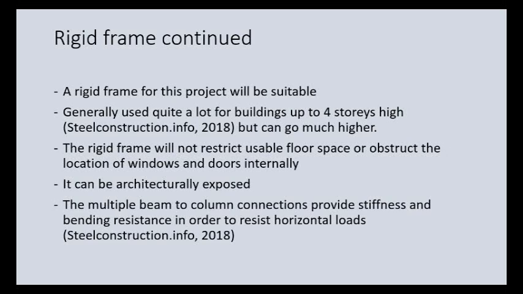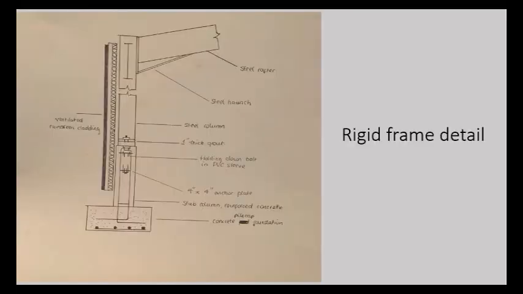It is generally used quite a lot for buildings up to 4 stories, but can go much higher if required. Depending on the architect's intentions, a rigid frame can be architecturally exposed, and the multiple beam to column connections provide stiffness and bending resistance in order to resist horizontal loads. This detail shows the different elements involved in the steel frame chosen.